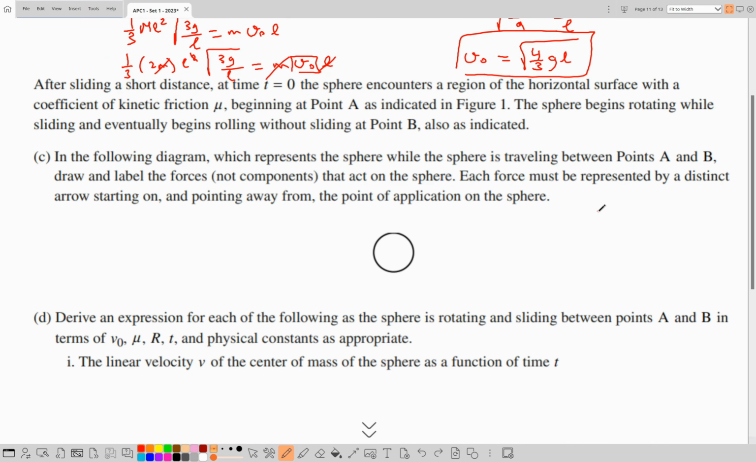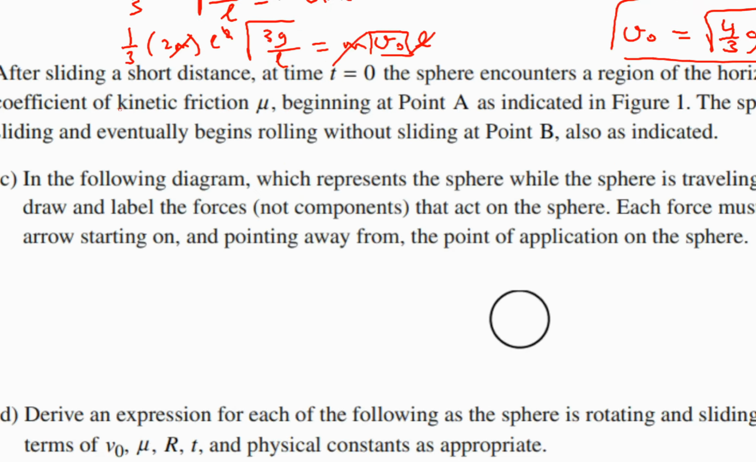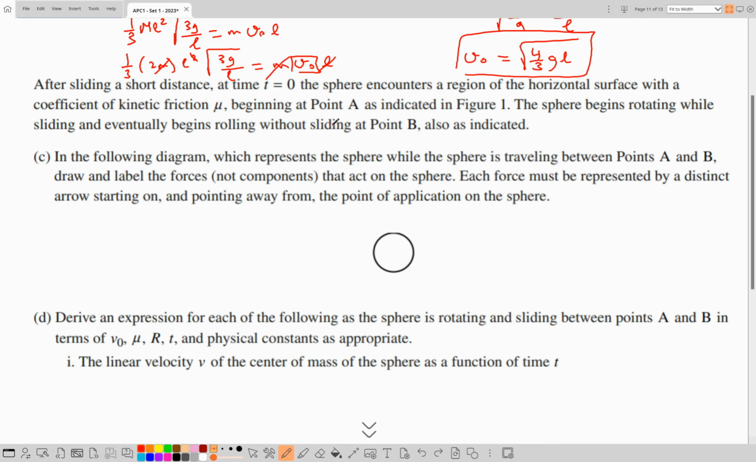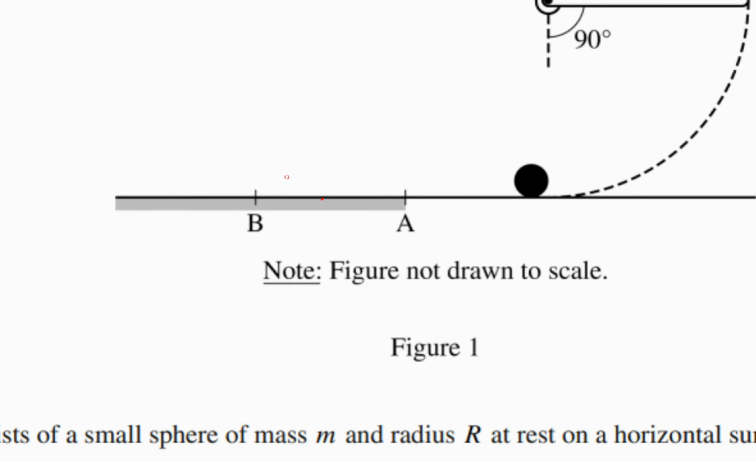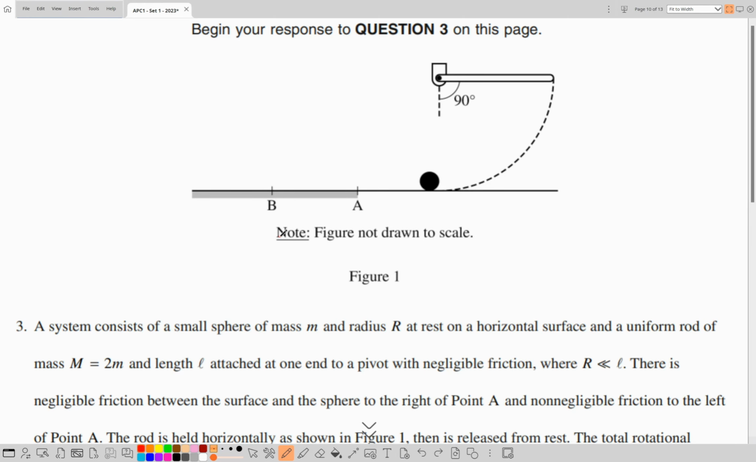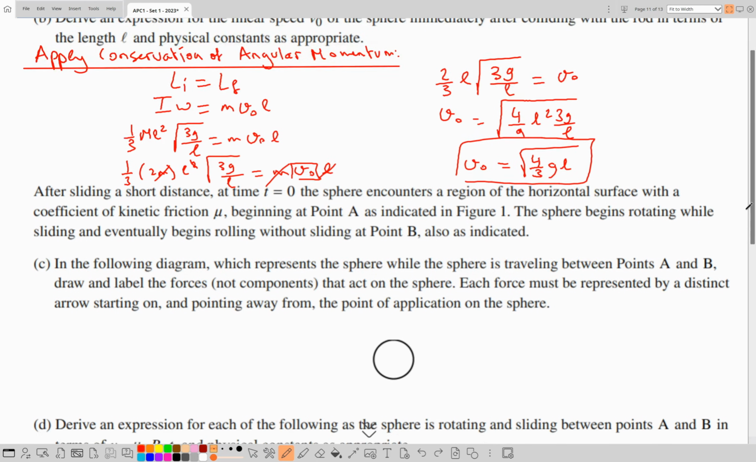Now after sliding a short distance at time t equals 0, the sphere encounters a region of the horizontal surface with a coefficient of kinetic friction mu. So this is kinetic friction. Beginning at point A, as indicated in figure 1, the sphere begins rotating while sliding, so we cannot use the condition of rolling without slipping from point A to point B, because here we have kinetic friction and it is sliding. So here v equals omega R breaks down. So the sphere from point A to B is performing two types of motion that are independent: rotational motion and translational motion.